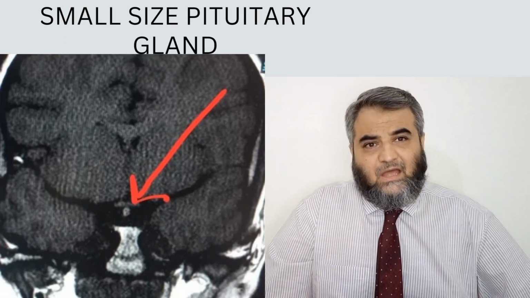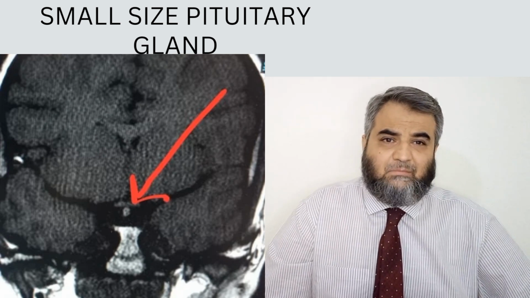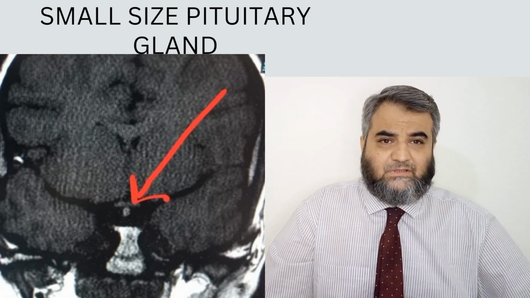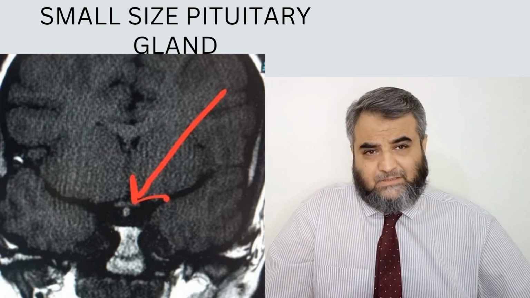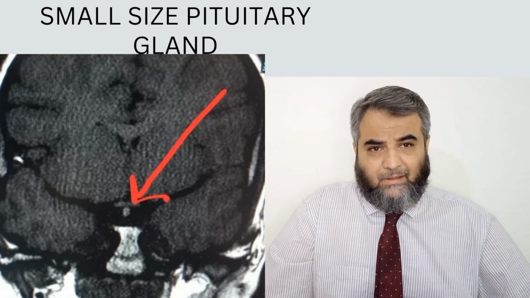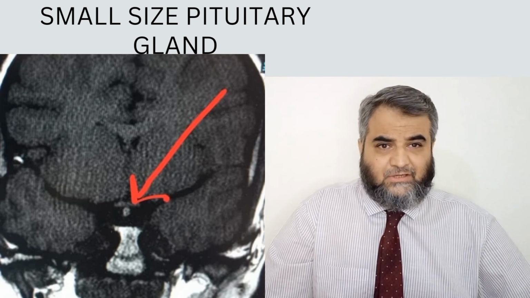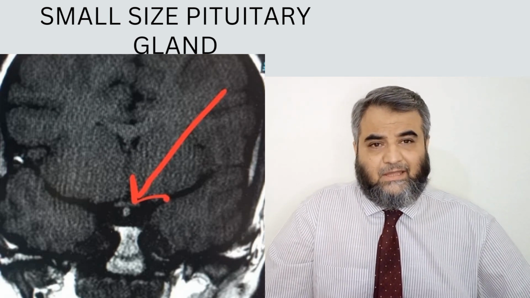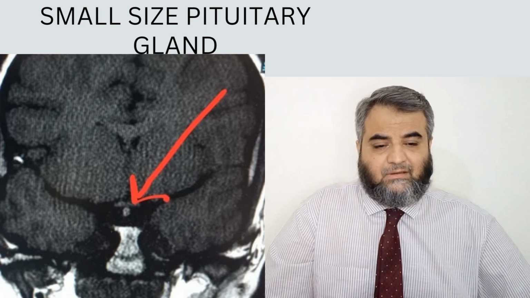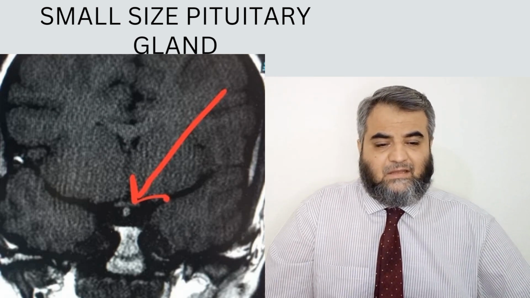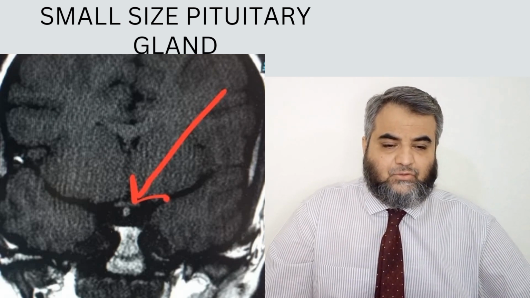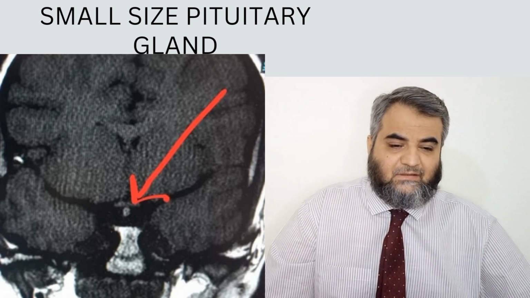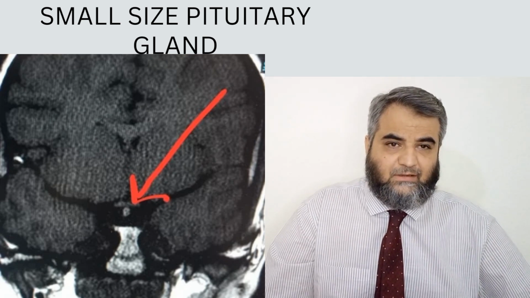Here we discussed the eye clinical features and eye manifestations, and now we come towards the general manifestations of these patients. This is the MRI of a patient, and here you can see the red arrow is the pituitary gland, and it is very small in size.